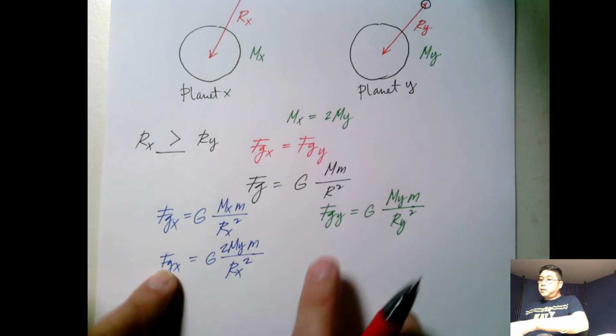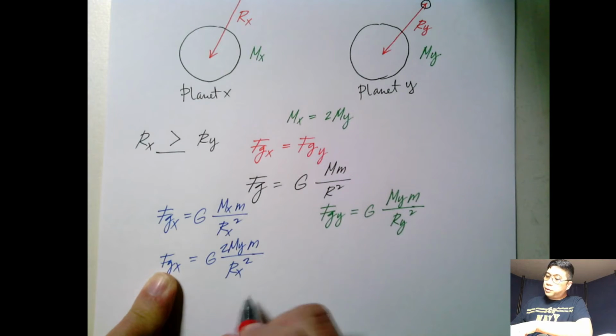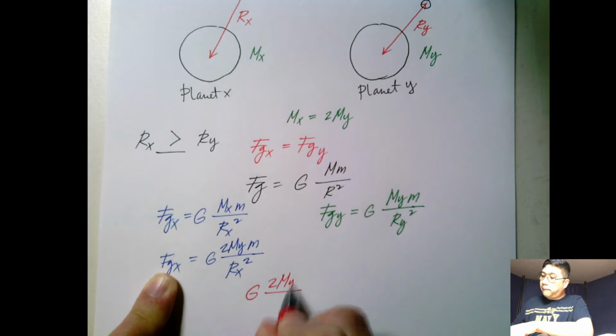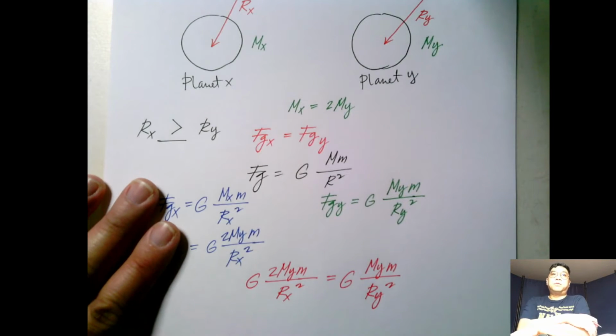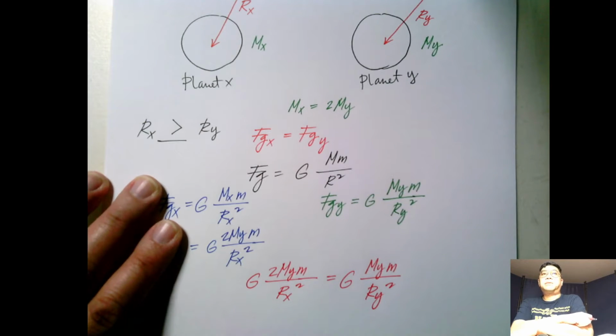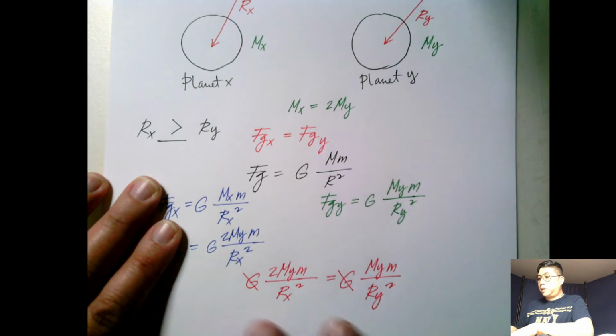Now, since we know that these two values are the same, F g of X is the same as F g of Y, we can just equate those two, which gives us G times 2 m sub Y times m over r of X squared, equivalent to G times m of Y times m over r of Y, squared. If we look at the values of our equation, we can cancel some of them. So G and G can be canceled.